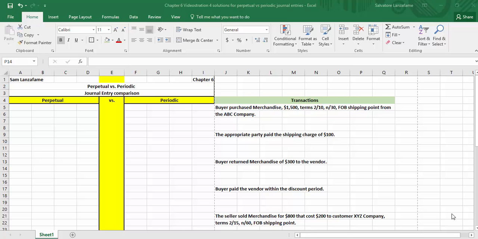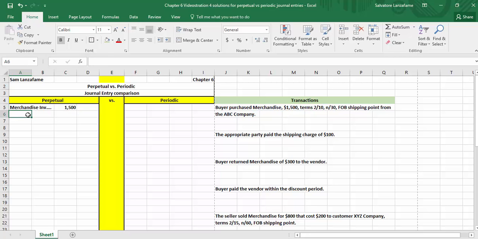So let's pretend we are the buyer. The buyer purchased the merchandise. We're the ones that are buying the stuff. We're the ones that are going to pay the shipping. Okay? So the journal entry that you would make for the very first one would be to debit merchandise inventory, and you would debit that for $1,500.